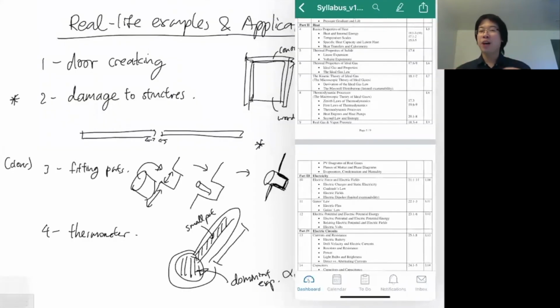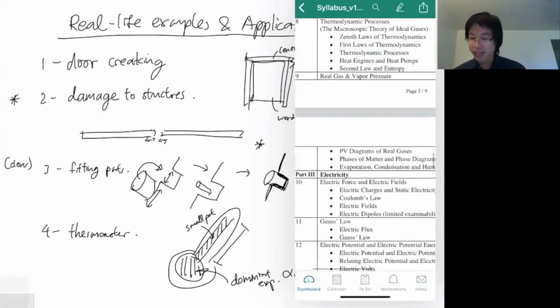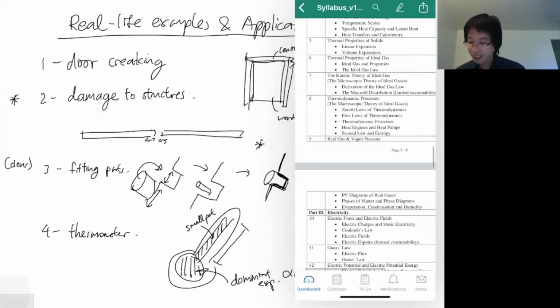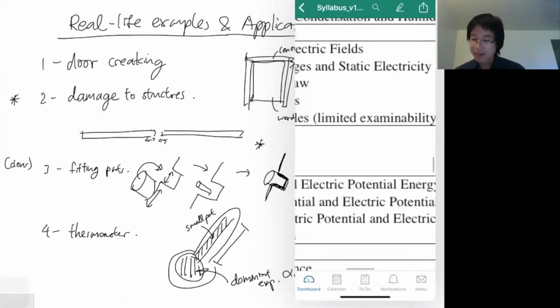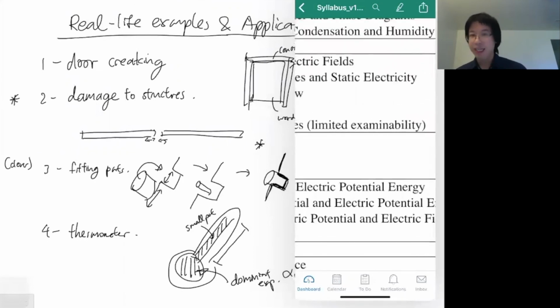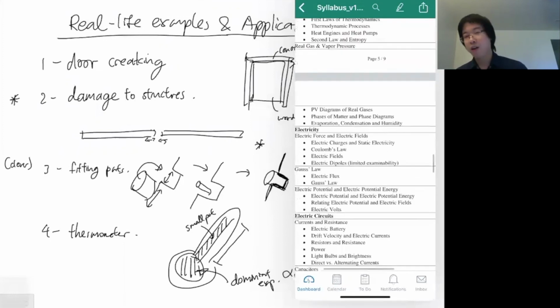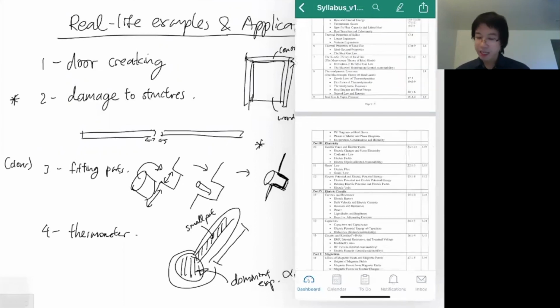There are some topics we'll go through in brief, and we won't examine too much. For example, when we get to real gas and vapor pressure, those topics, some things in brackets, you see I say limited examinability. That means we won't examine too heavily on those. Another thing is one of the chapters, which is thermophysics, part of this will rely on your own self-study, and that is the next chapter.